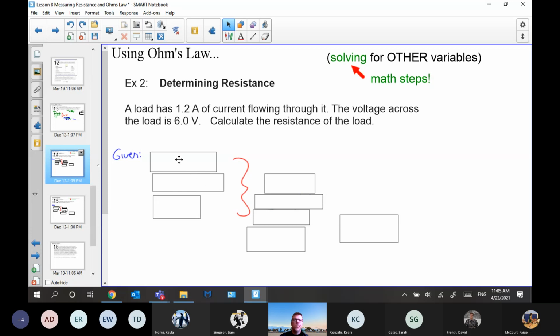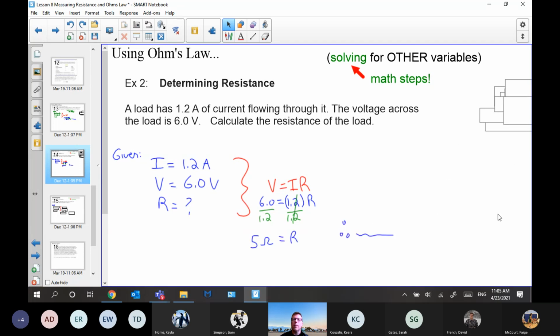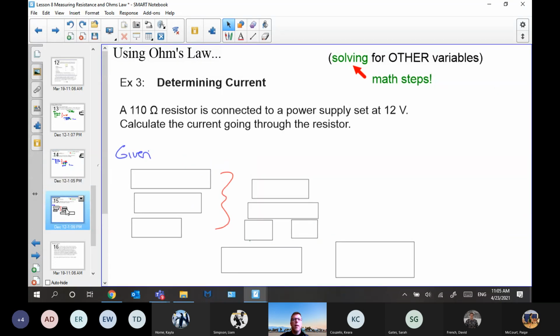Enough time? Yeah. Thank you. So current they gave you, voltage they gave you, they asked for resistance. You pulled out the equation, you plugged in a 6 and a 1.2 in the correct spots, of course, not just on the right side like it was last time, and we had to divide both sides to solve for the resistance. Good to go? Yeah. Perfect. And example 3. So take a peek at that one, write down your given, slap the equation down, put the numbers in, see what you've got to do.